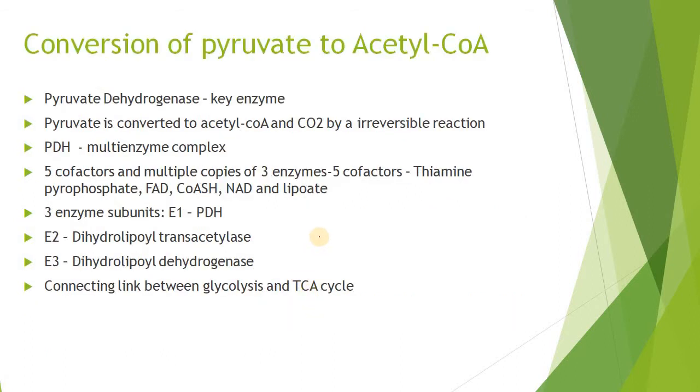Let's see about the different steps that take place during this pathway. So the first step, which is the prerequisite for this TCA cycle, is the synthesis of acetyl-CoA. Here this acetyl-CoA is produced from pyruvate, and pyruvate is obtained from the glycolytic pathway.